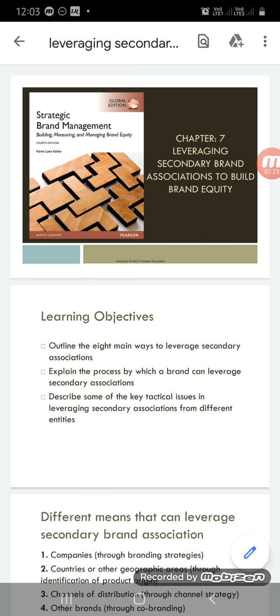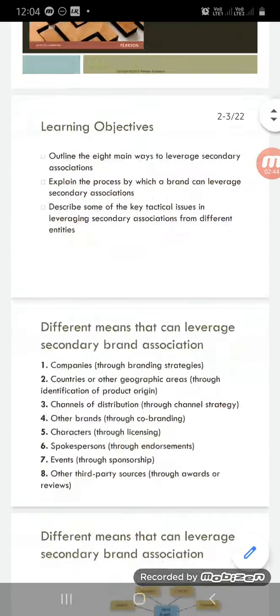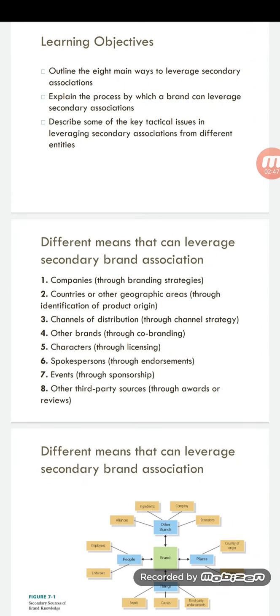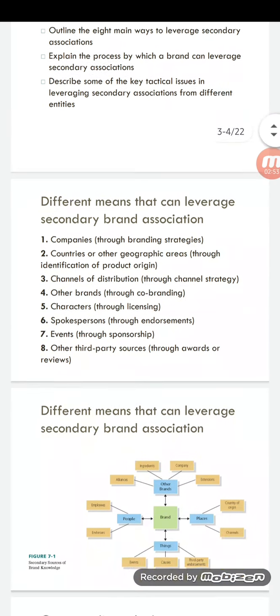from different entities. Why? Because these secondary associations may or may not be directly associated to the product or the service that is being offered in the market, and that makes it much more critical, because of which a specific set of entities has to be transferred to these associations. So let's start with the 8 ways in which secondary associations can be created.